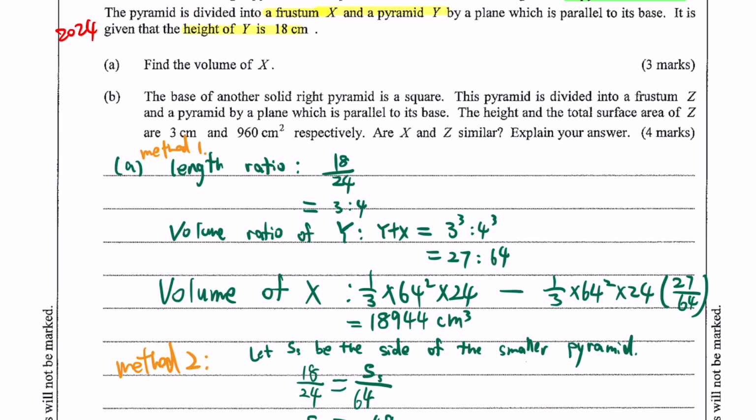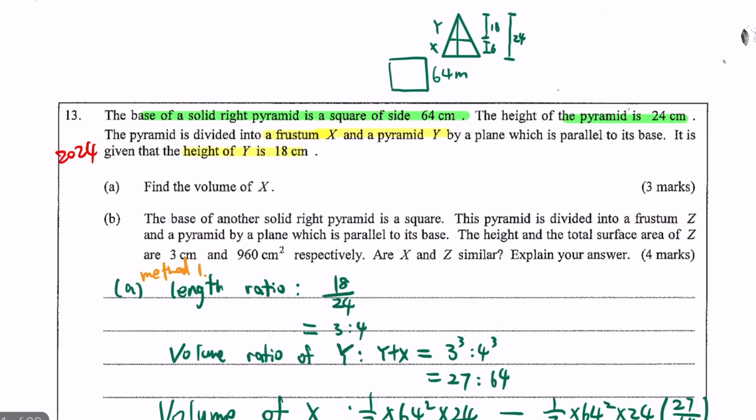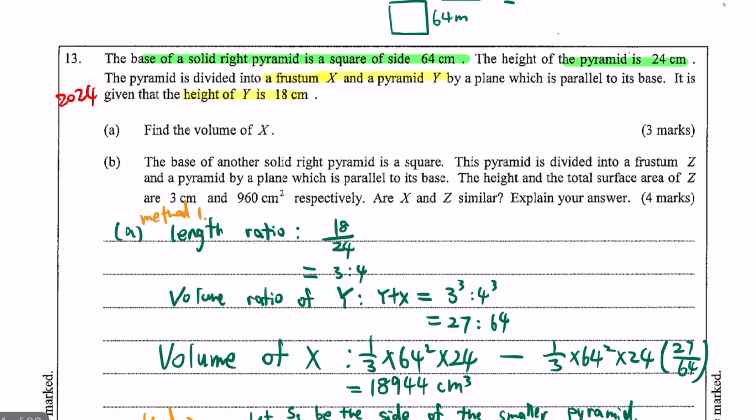Okay, part B. Now we have another pyramid here. The base is square again, and then it is cut into a frustum and a pyramid, just like what happened to this one, okay? Now, we know the height and the total surface area of Z are 3 and 960. So it means that another pyramid here is cut into a smaller pyramid and the frustum. The frustum here is 3. Surface area is 960. Now asking you, are X and Z similar?